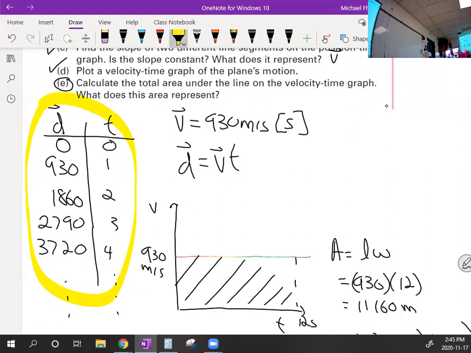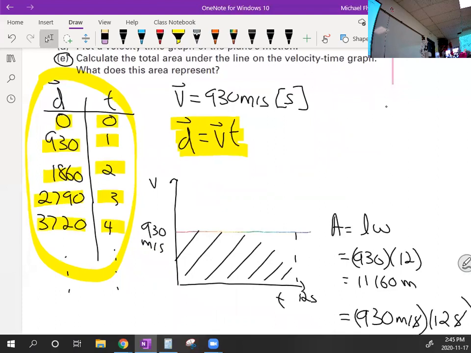What we're basically doing is using this formula here, that the position will equal velocity times time, okay? We start at position 0, at time 0. Here you can see that in the first entry in the table. After 1 second, the plane has traveled 930 meters, because after all, it's traveling at 930 meters every second, right? Now, a second after that, it's gone twice as far, 1,860 meters. Then 2790, okay? Then 3720, and so on. Now you can keep going until you get up to 12, okay?